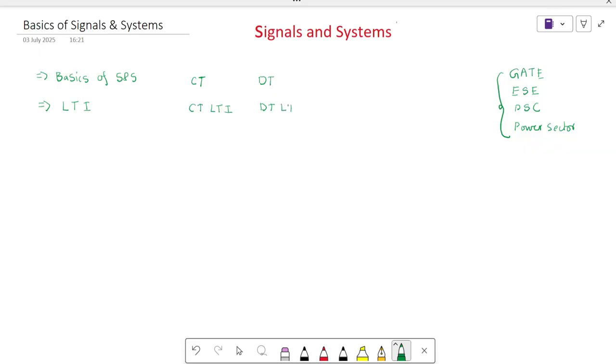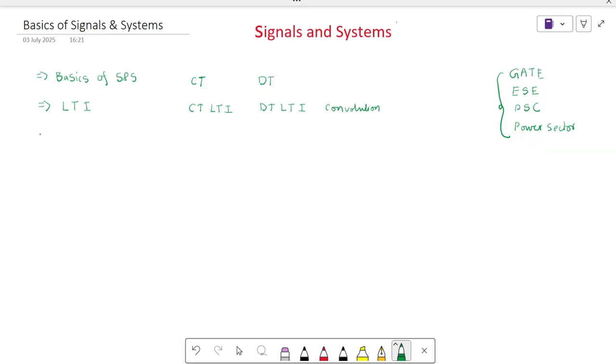Here the important thing is we will learn how to find the convolution. Especially in this chapter, we will learn to find convolution with the help of the graphical method. This is very important. In the graphical method, we will find the convolution between two signals, or between a signal and the system transfer function or impulse response.